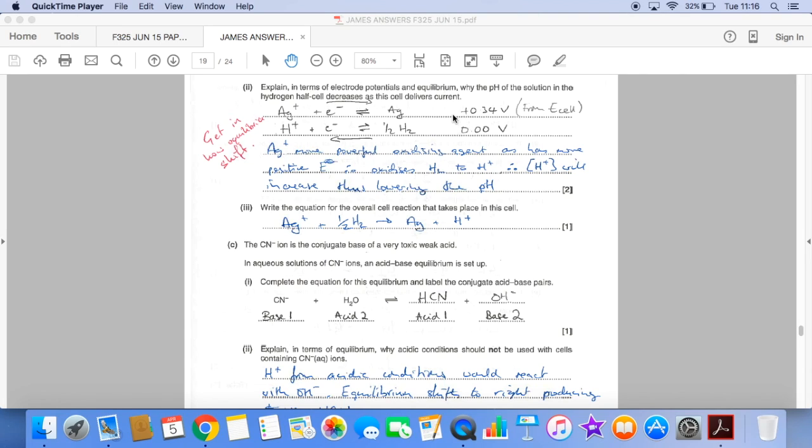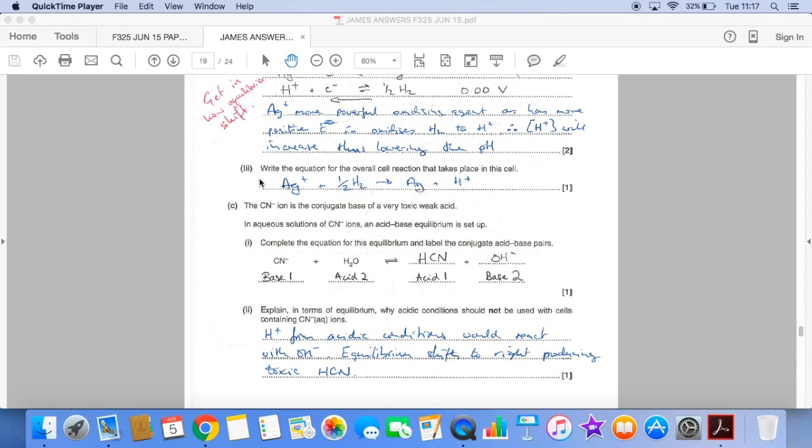So what is that telling us? It tells us that the silver ions are the more powerful oxidizing agent. They have the more positive electrode potential. So this equilibrium will move to the right, and therefore this equilibrium will shift to the left. That will generate H+ ions as the cell delivers its current, and so therefore the H+ concentration will increase, and therefore the pH will decrease.